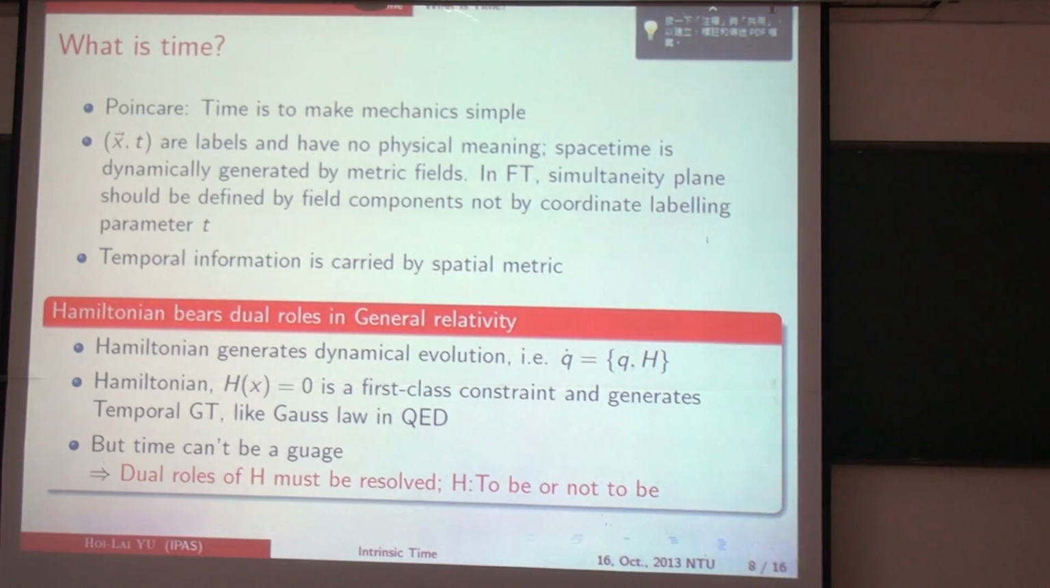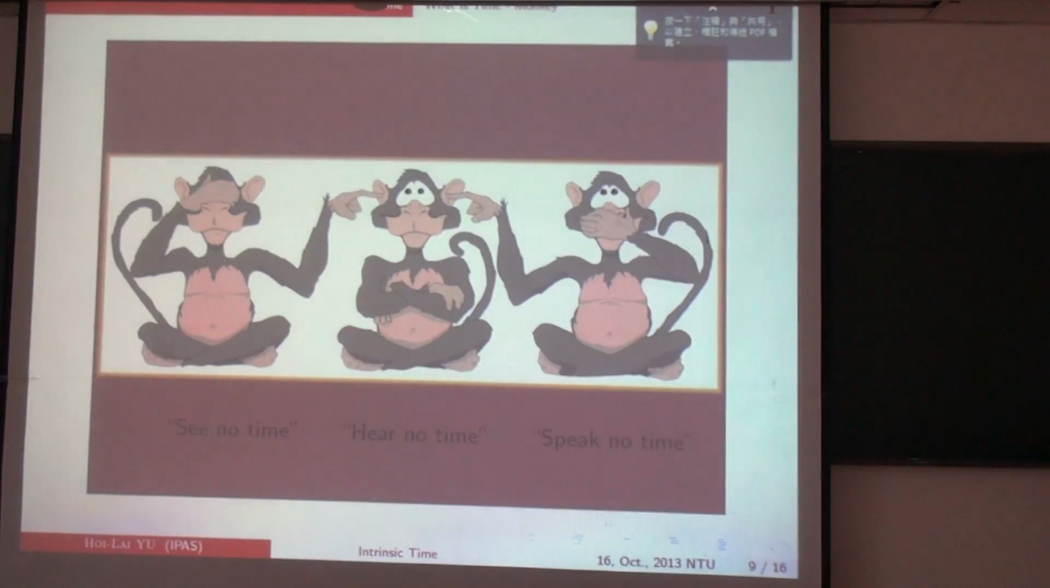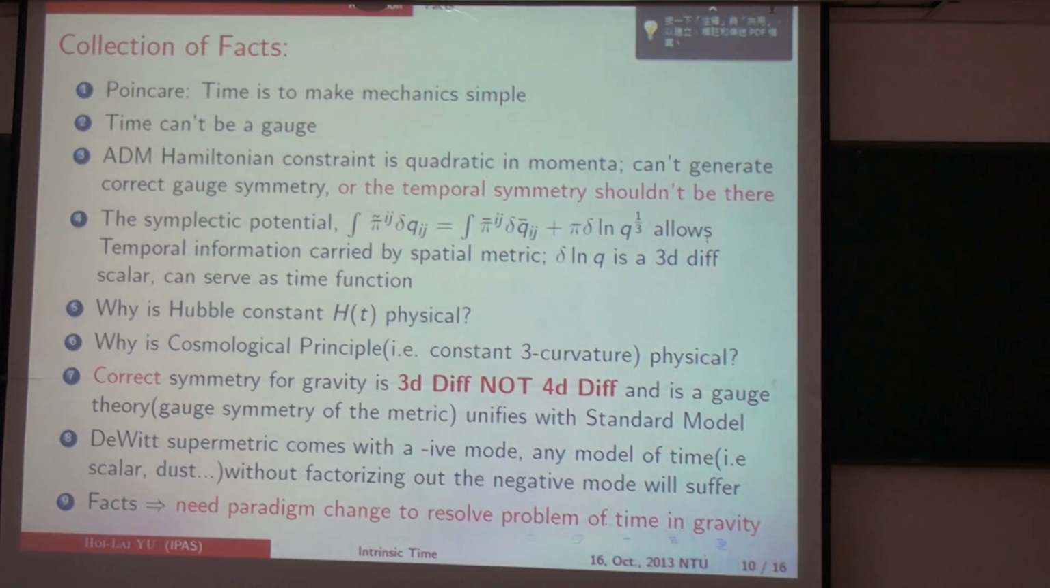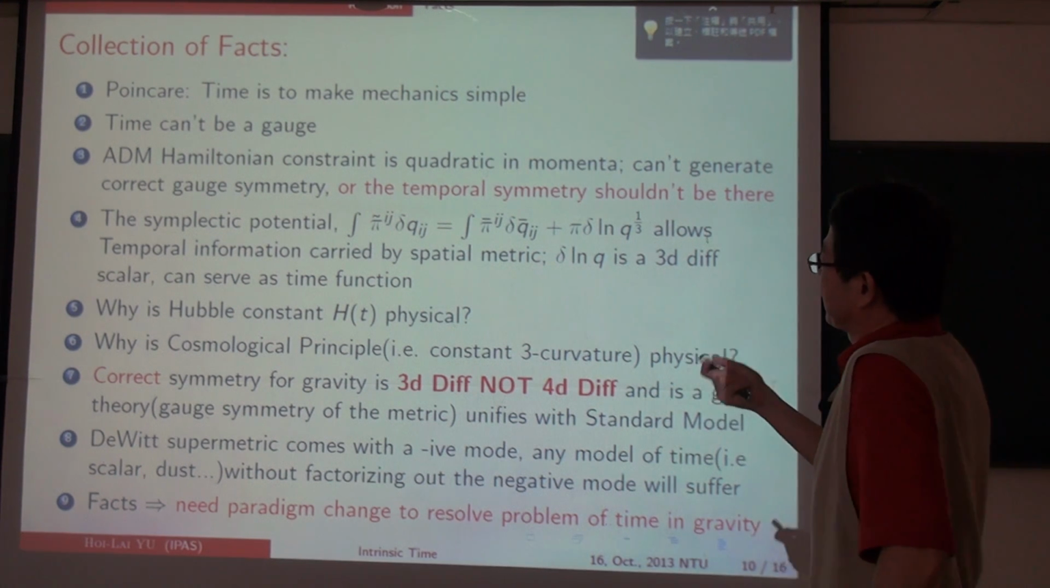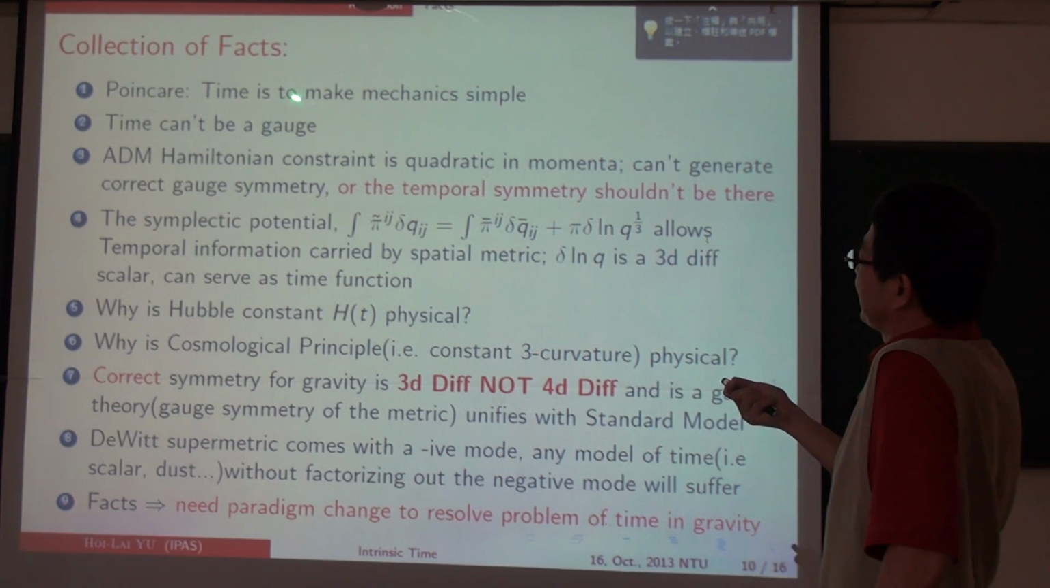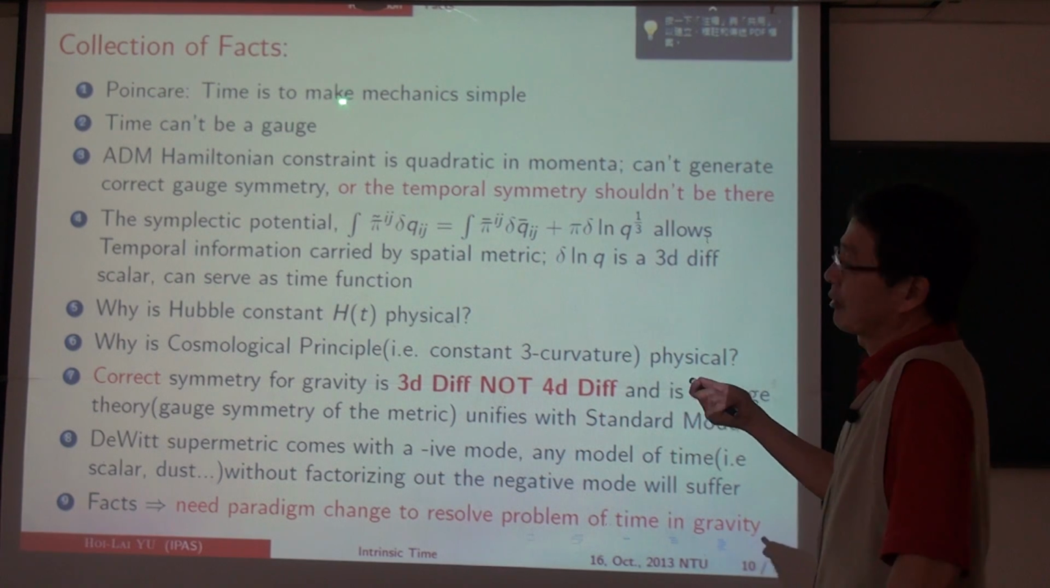Two minutes. Okay, so here's just a cartoon. We see no time because of the Hamiltonian constraint, and then speed, no time, because of the Hamiltonian. This is actually the famous idiom by John Wheeler after looking at Hamiltonian structure. Now, let me make the correction of facts again. Poincaré said time is to make mechanics simple; time cannot be gauged.